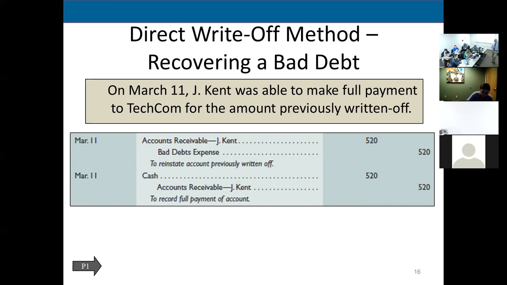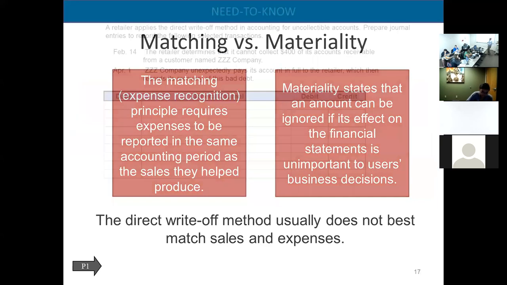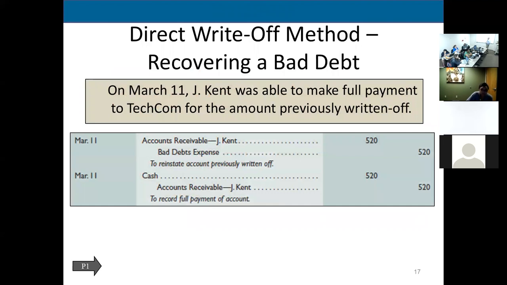On March 11th, now remember in the prior example, we credited his account. So we're going to have to bring that back out. And now we are debiting the accounts receivable account for Jay Kent, $520. We're reversing the prior transaction that we just saw. We are debiting accounts receivable, and we are going to credit the bad debts expense to reinstate an account previously written off. And you will notice a little written explanation right here, letting us know what we're doing, giving more information.